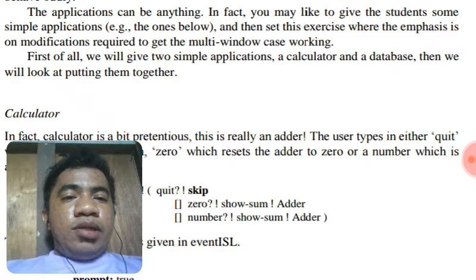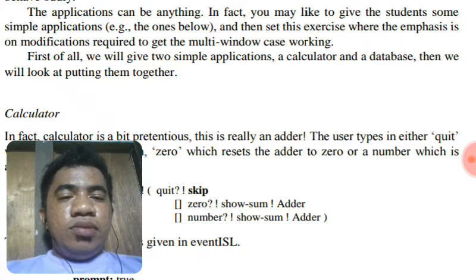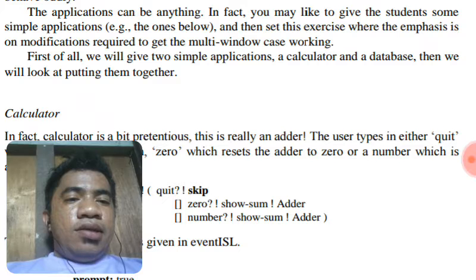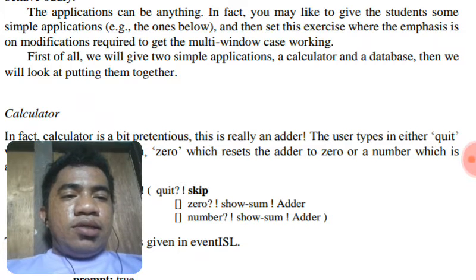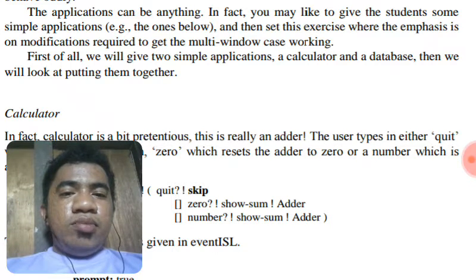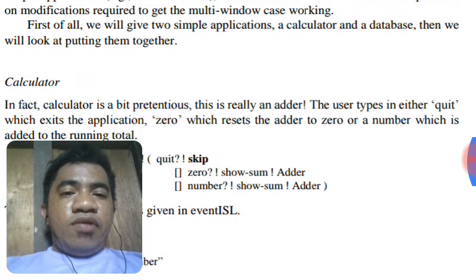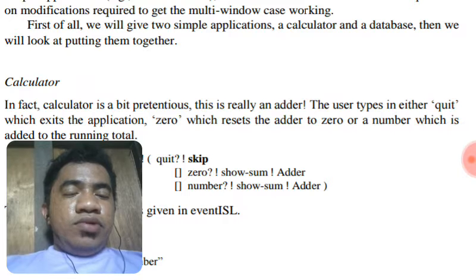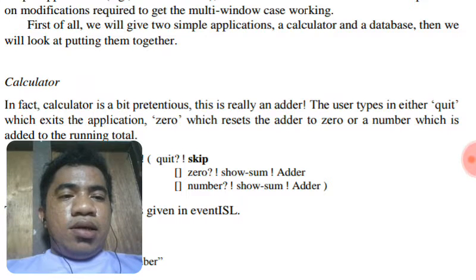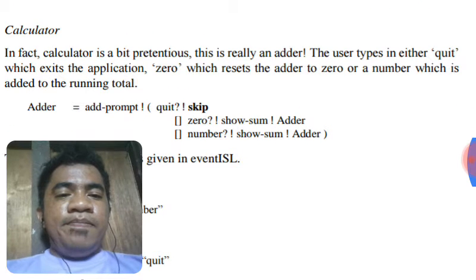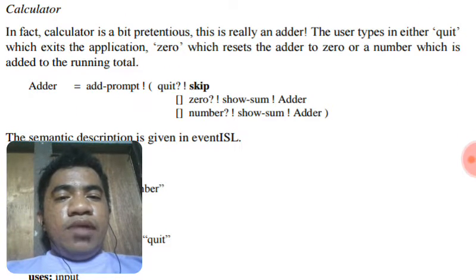The application can be anything. In fact, you may like to give the students some simple application, for example the one below, and then set the exercise where the emphasis is on the modification required to get the multi-window case working. First of all, we will give two simple applications, a calculator and a database, then we will look at putting them together. Calculator. In effect, calculator is a bit pretentious.